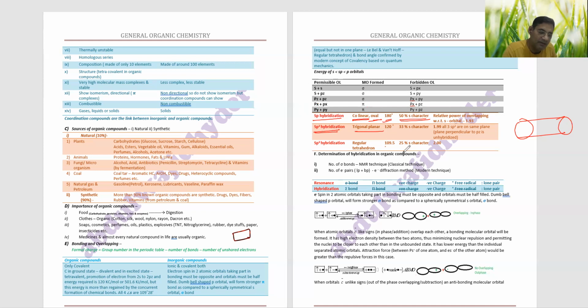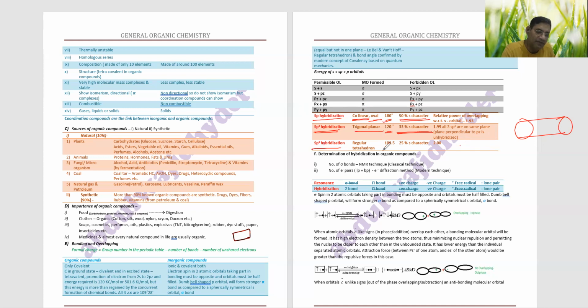sp2 hybridization is trigonal planar in shape, which is already done in chemical bonding, or we will be doing this there in chemical bonding. Bond angle will be 120 degrees, and percentage s character will be 33. And 1.99. All sp2 are on the same plane, and pz, perpendicular to the plane, is unhybridized.